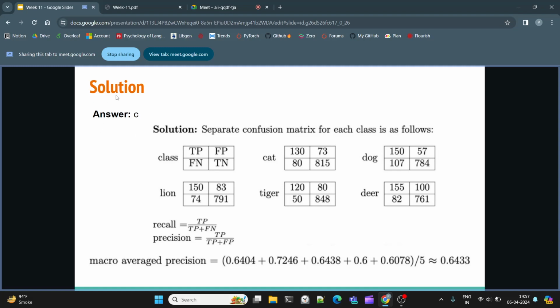There is a micro average as well. We'll be discussing it. We have a problem on it.